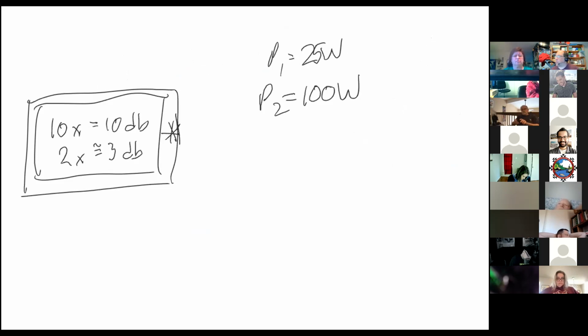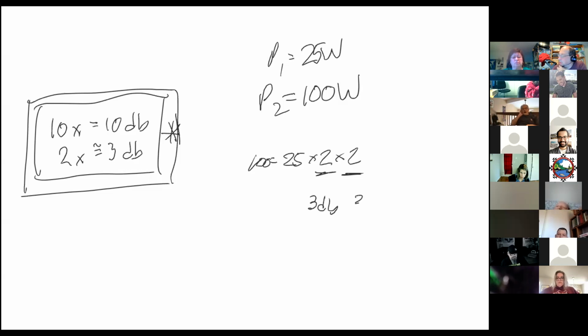Okay. So tell me how to do this. How do we get from 25 to 100 just using doubling and tensing? Double and double. Okay. So 100 is equal to 25 times 2 times 2. So our ratio is up by a factor of 4, and we doubled and doubled. Well, there's a times 2 and a times 2. Well, this translates to 3 dB, and doubling again translates to 3 dB, and we can add them together and we get 6 decibels. And it's really just that easy.